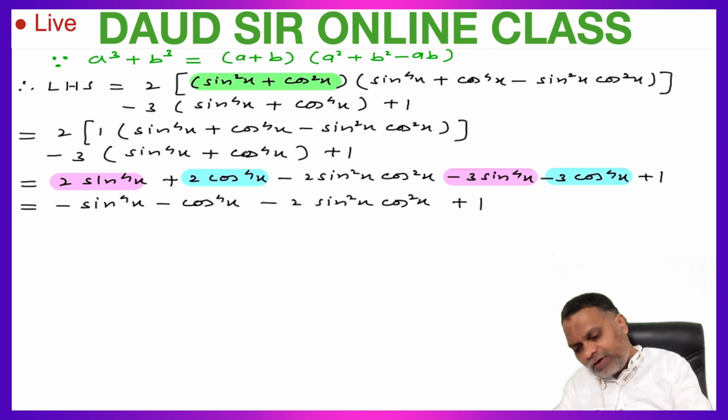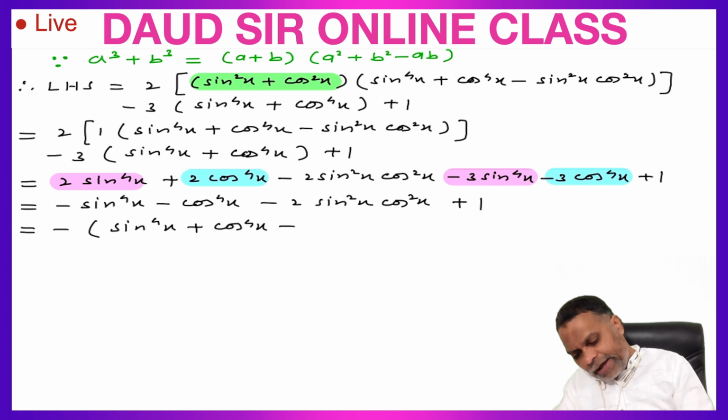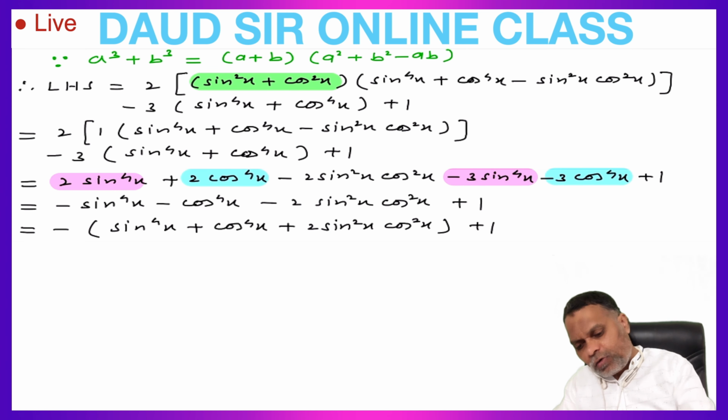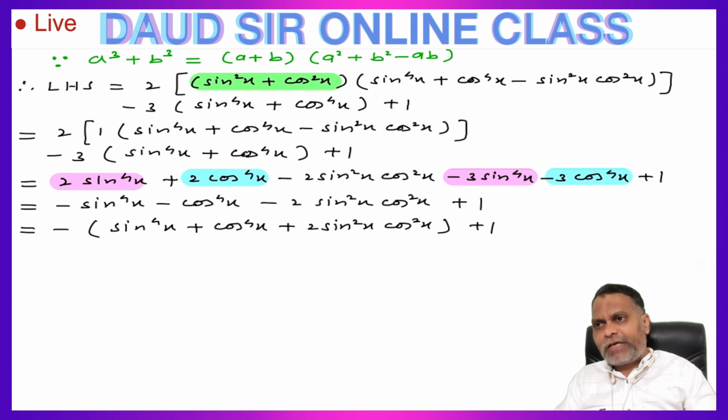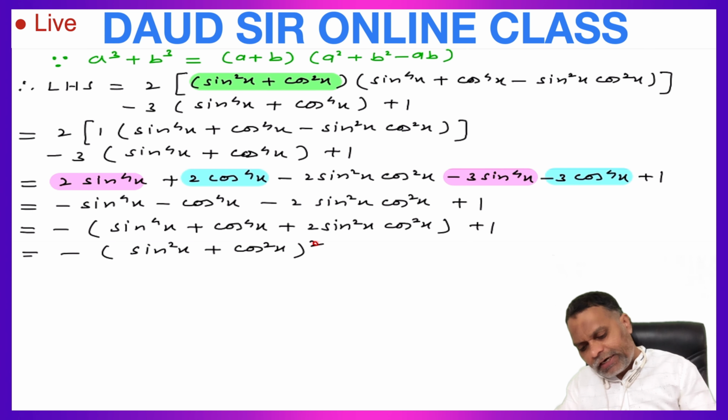Take out minus sign common. This minus sign common, so sine raised to the power 4x plus cos raised to the power 4x plus 2 sine square x into cos square x and this plus 1. This whole bracket we can write sine square x plus cos square x whole square minus sine square x plus cos square x whole square. When we open this, then we will get sine raised to the power 4x plus cos raised to the power 4x plus 2 sine square x cos square x.